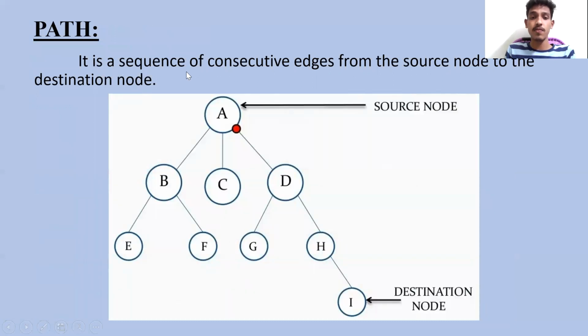Next, path. It is a sequence of consecutive edges from the source node to the destination node. Here A is the root node and I is the destination node. So from A to I, there are consecutive edges from A to D, D to H, and H to I. This is the path. And another example, if we want F as the destination node, from A we can go A to B, and B to F is another path. That makes consecutive edges.